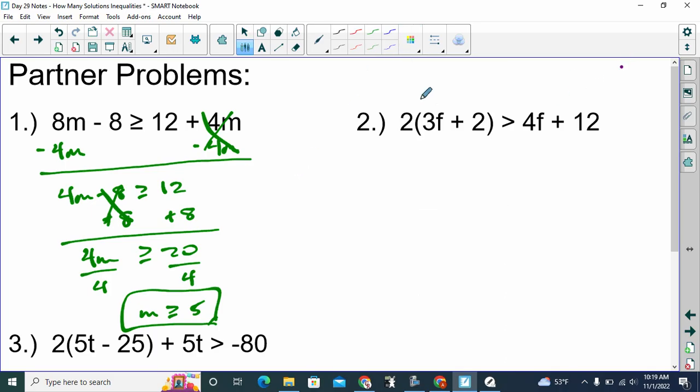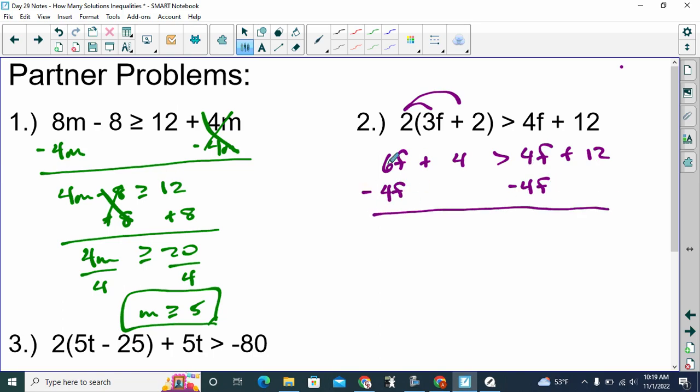Number 2, I do have a number in front of a parenthesis. Let's start by distributing. 2 times 3f is 6f. 2 times 2 is 4. We have f's on both sides of the inequality, so we need to move them over to the same side. Again, I am always going to move the smaller one. I think it's easier to do that. 4f is less than 6f, so that's the one I subtract. If you had subtracted 6f, you can still get the correct answer. 6f minus 4f is 2f.